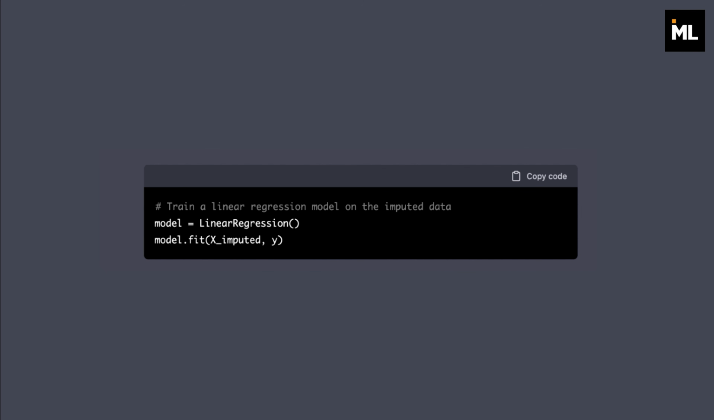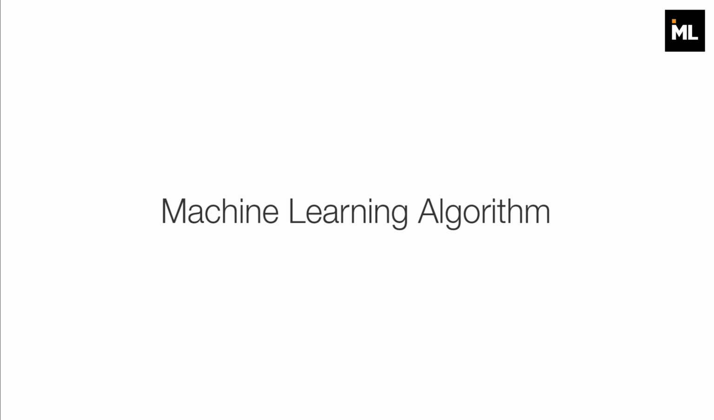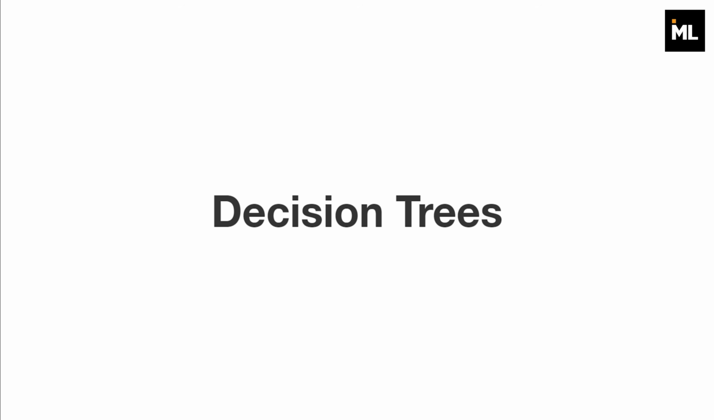Last but not least, an approach is to directly use a machine learning algorithm that can handle missing data natively. Some algorithms, like decision trees, are able to work with incomplete data without needing to impute missing values.